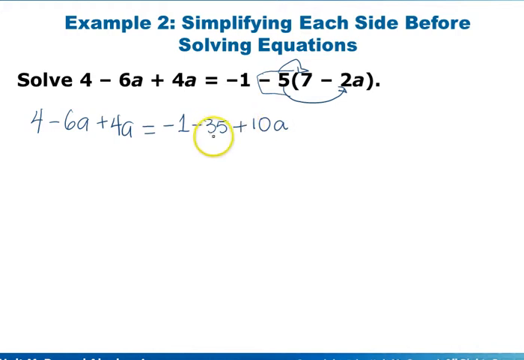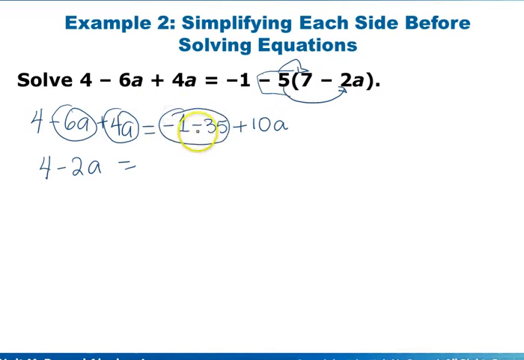Alright, so now I can go ahead and start. Actually, before we can do anything, we can collect these terms before we move them. Over here, I see that I have a negative 6a and a positive 4a. So let's go ahead and collect them. Negative 6 plus 4 will be negative 2a. And over here, I can collect the regular constants. So negative 1 minus 35 will be negative 36 plus 10a.